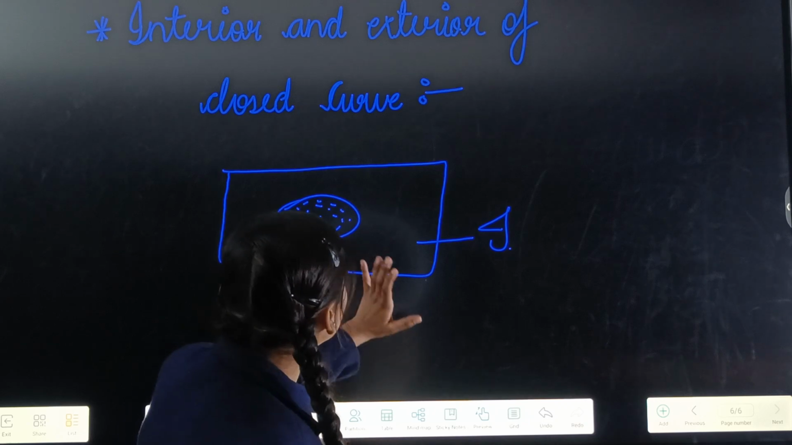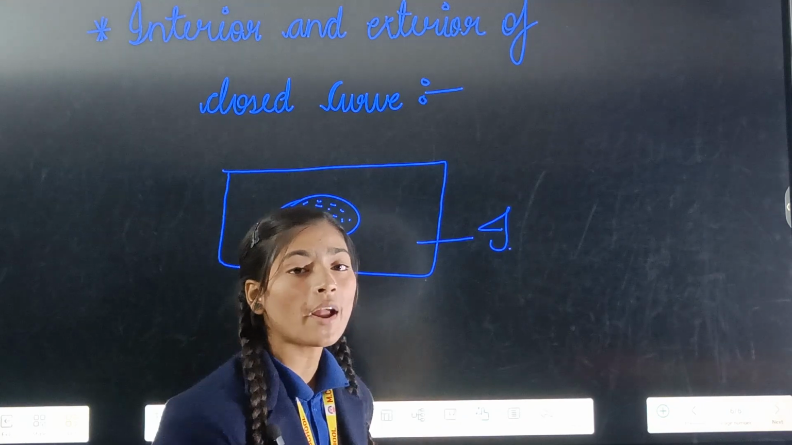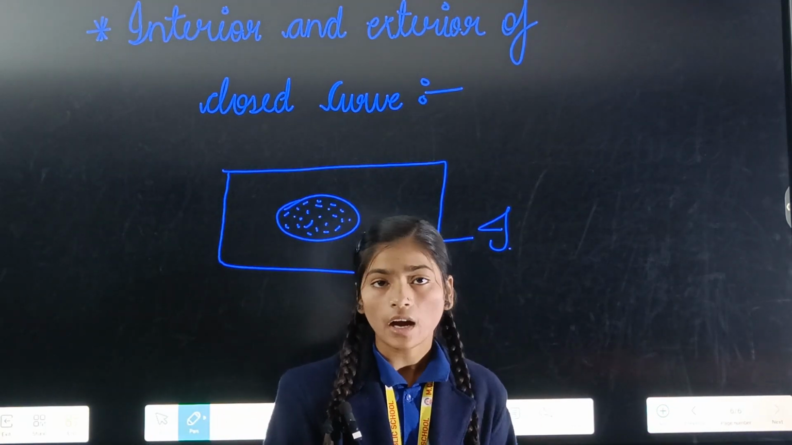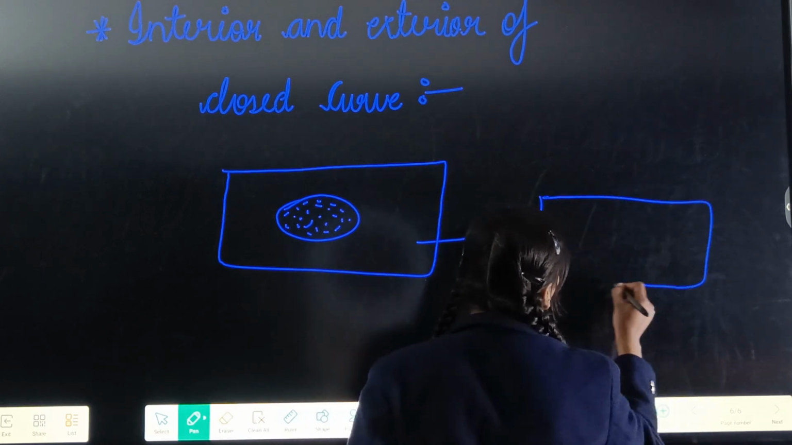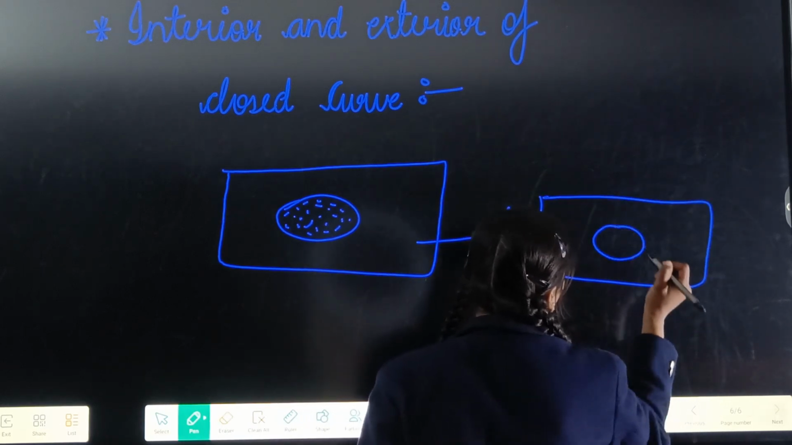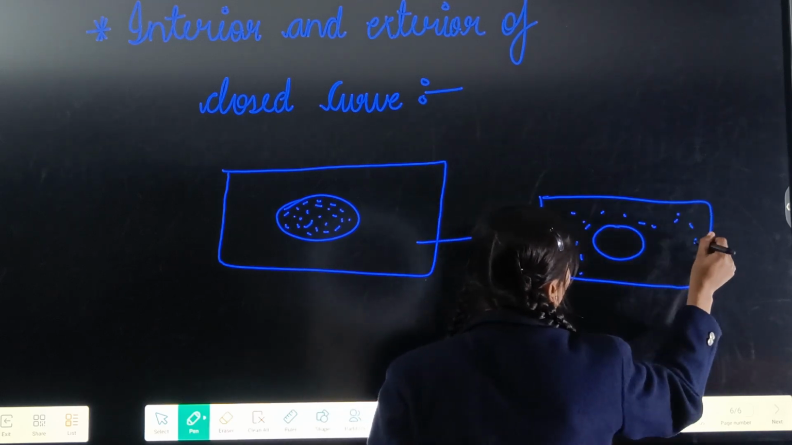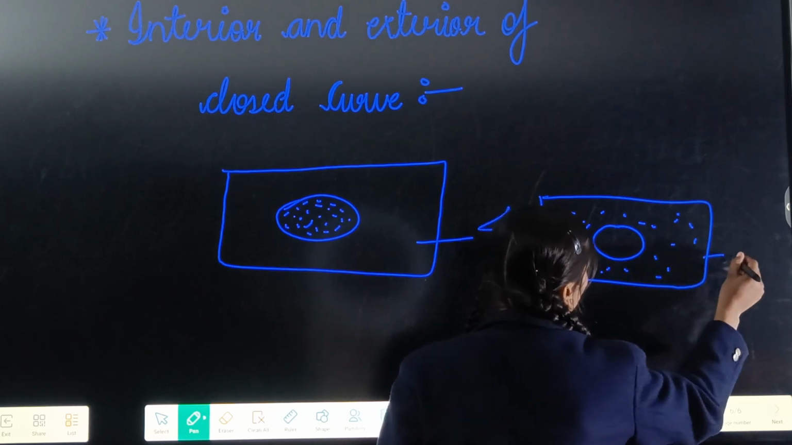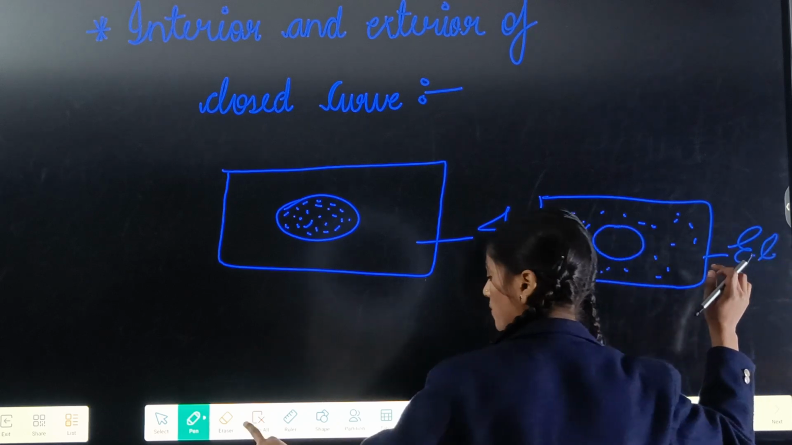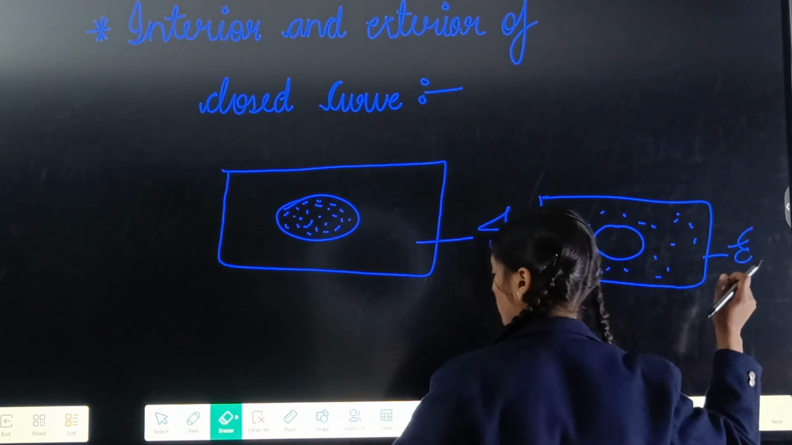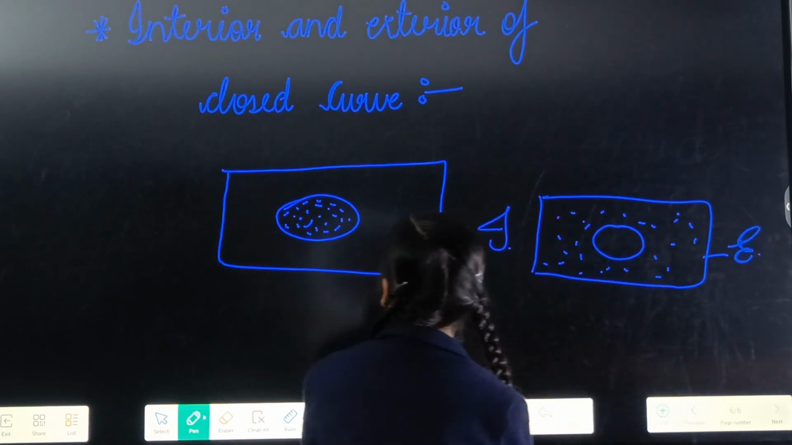And now the exterior of a closed curve. The exterior means the collection of all points which lie outside the closed curve. This is the exterior of a closed curve.